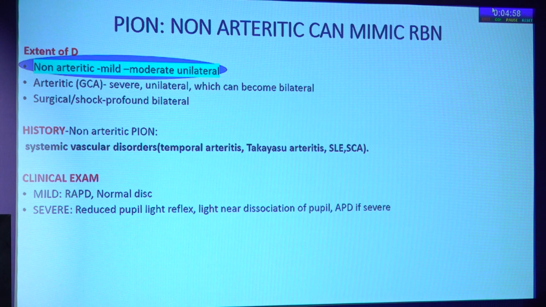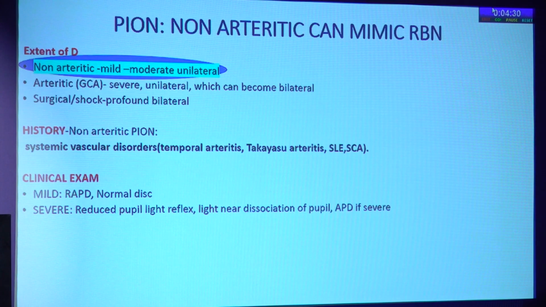All I want to highlight here is that generally we come across, when we say PION, we think of the arteritic type of PION. After surgery or after trauma, generally after trauma in the ICUs, we see gross defective vision due to a probable PION. But here I'm talking about a PION which is non-arteritic, and the patient can very well walk into your OP with a moderate defective vision and an RAPD and a normal disc. So don't always think it is RBN.